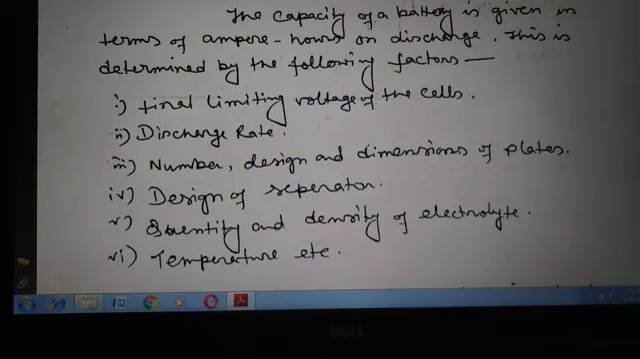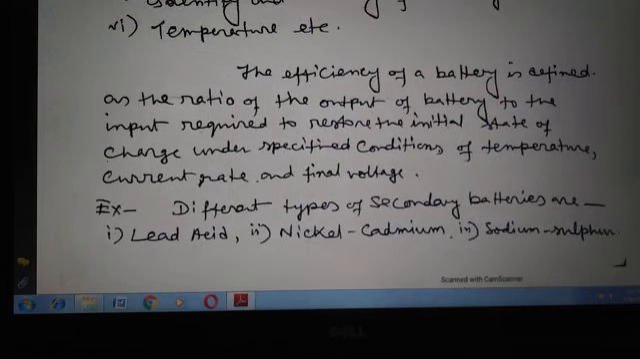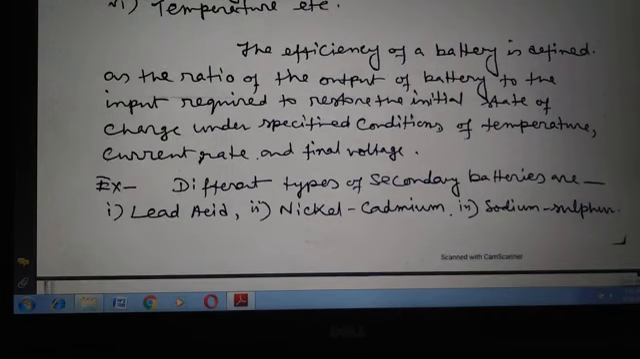Next point, number, design and dimension of the plates. Next point, design of separators. Next, temperature, etc., and the density of the electrolytes. The efficiency of a battery is defined as the ratio of the output of the battery to the input required to store the initial state of the charge under specified conditions of temperatures, current rate and final voltage. For example, different types of secondary batteries are lead acid, nickel cadmium, sodium sulfide, etc.